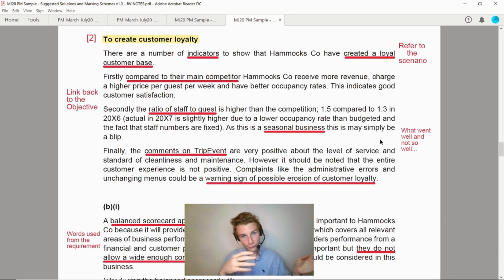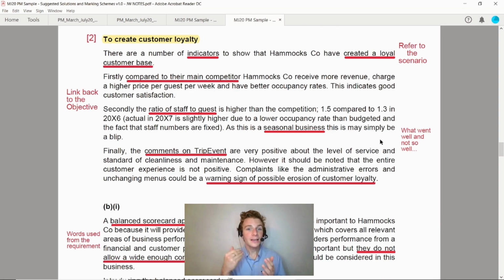So take off your hat in terms of thinking about profitability. You've now got to put on a new hat and think about customer loyalty. Really key thing here. And again, same sort of process of referring back to the scenario. So what were the indicators first of all? Well, there are a number of indicators to show that Hammocks Co have created a loyal customer base. So that's saying positive. That also indicates to me as a reader of this, and from a marking perspective, there are going to be negatives in this. But let's go through it nice and easy.